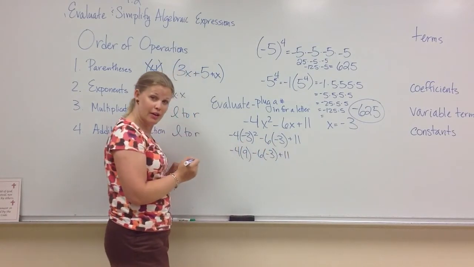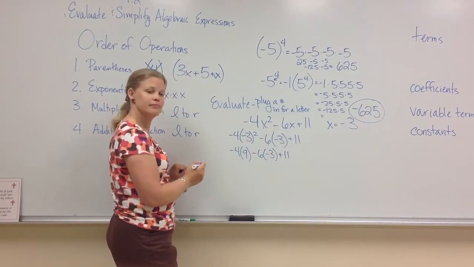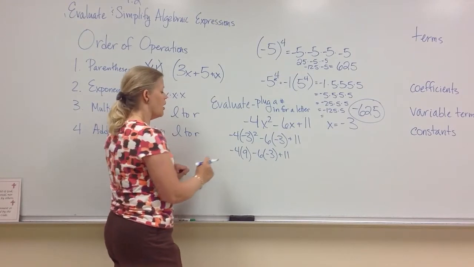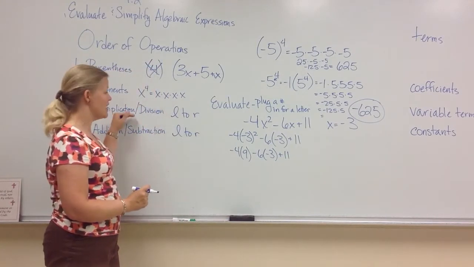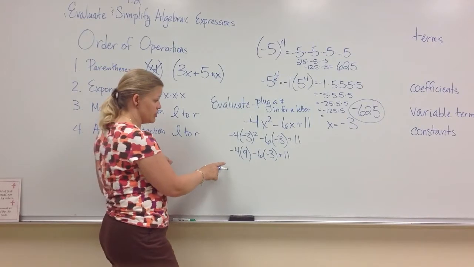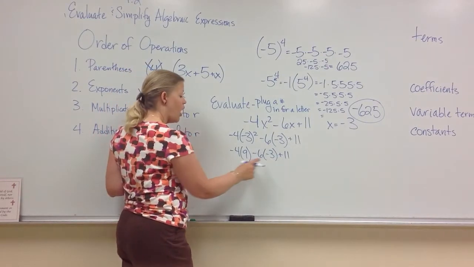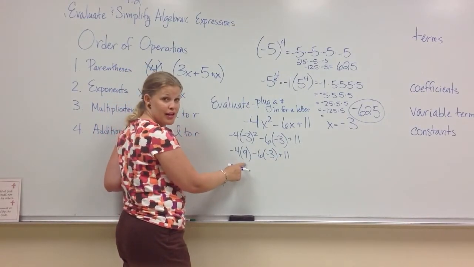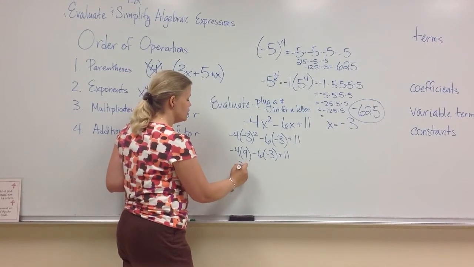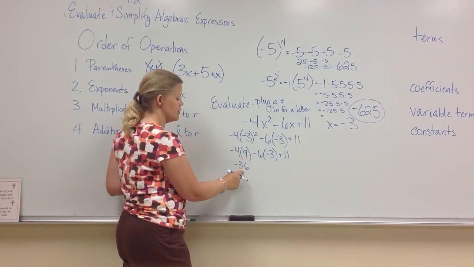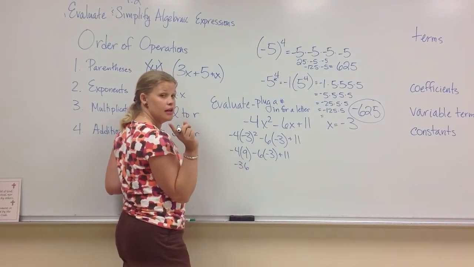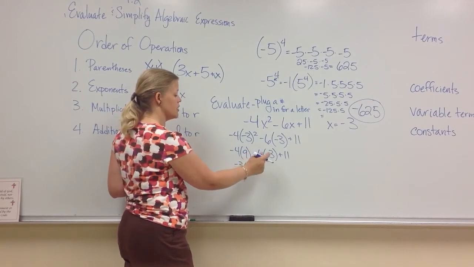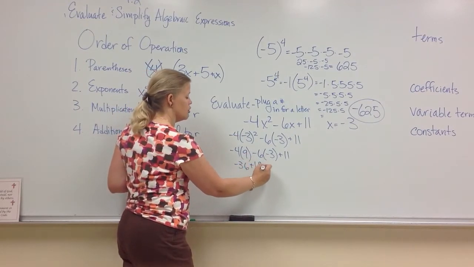See how much work we have to show for one problem? I know you're going to love it. All right, so we took care of the exponents. Now we've got to multiply and divide. Do you see any multiplication here? Oh yeah, when you write two numbers like that, that's what that means. So negative 4 times 9 gives you negative 36. Here's a trickier one. Negative 6 times negative 3 gives you 18.